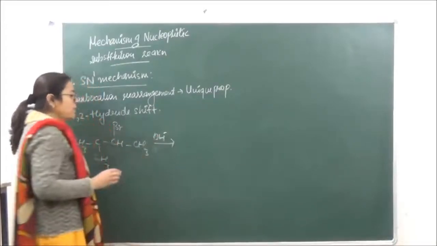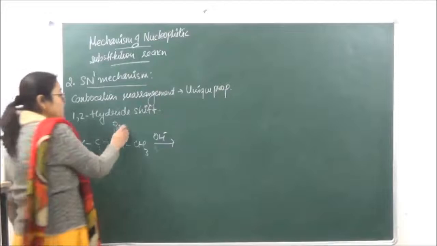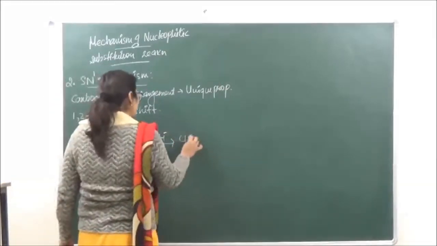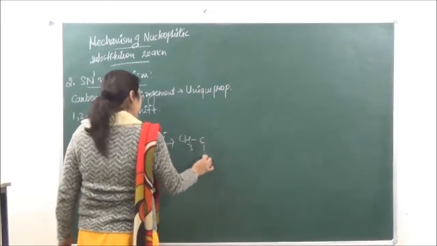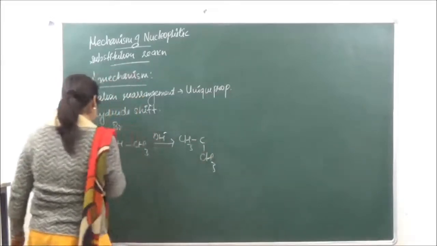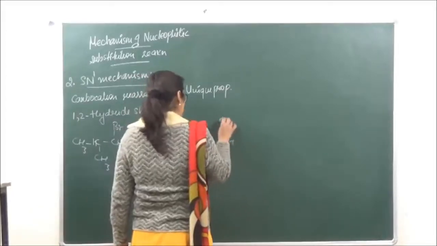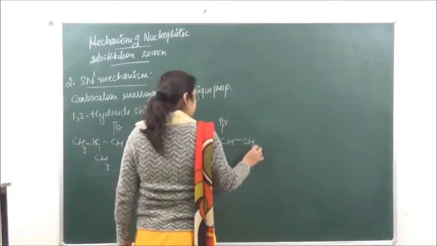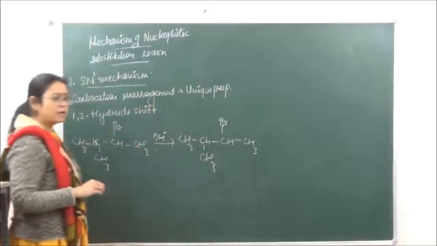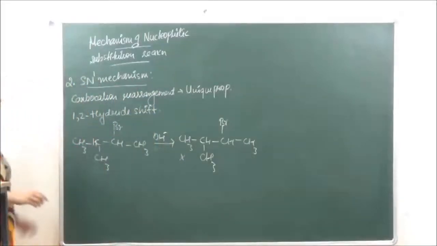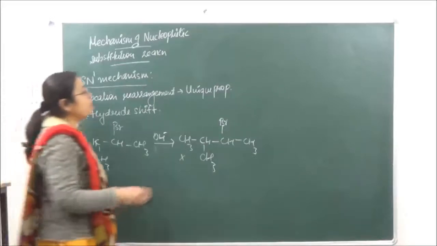If OH negative की presence में it is reacting, bromine should be substituted by OH negative, ठीक है? And the expected product should be this. But it is seen that we do not get this product. So what is happening inside? Let's try and figure out.